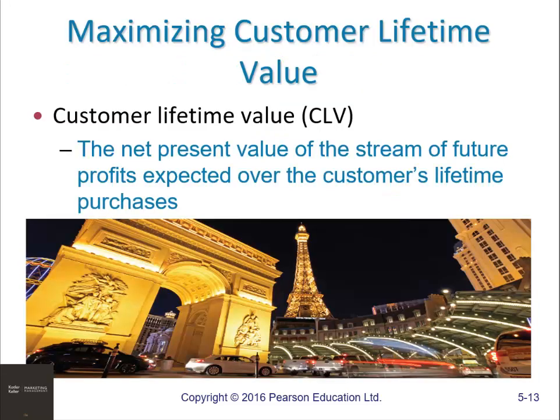Customer lifetime value, or CLV, describes the net present value of the stream of future products expected over the customer's lifetime purchases. The company must subtract from its expected revenues the expected costs of attracting, selling, and servicing the account of that customer, applying the appropriate discount rate, say between 10 and 20%, depending on cost of capital and risk attitudes.